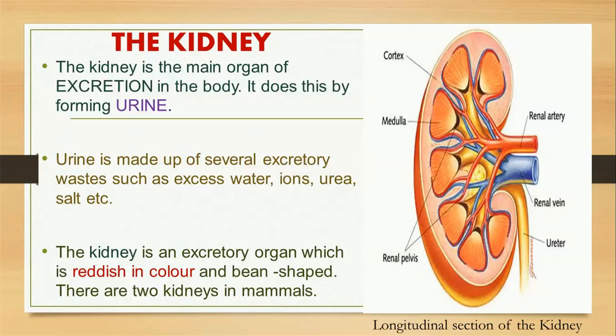Now, we have 2 blood vessels here. We have the renal artery, which takes blood into the kidney. We have the renal vein, which takes blood out of the kidney. So take your time, study the image. You should be able to draw and label them properly.